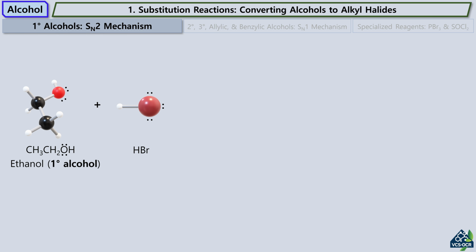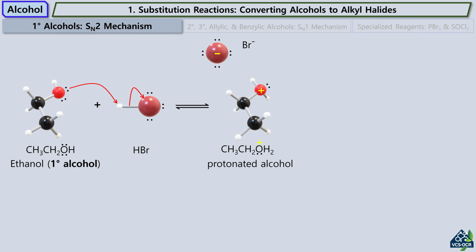Section 1. Substitution reactions, converting alcohols to alkyl halides. For primary alcohols, the substitution predominantly follows an SN2 pathway. The process begins with activation. The lone pair on the alcohol oxygen attacks the acidic proton of HBr. This protonation converts the poor hydroxyl group into water, a much better leaving group.